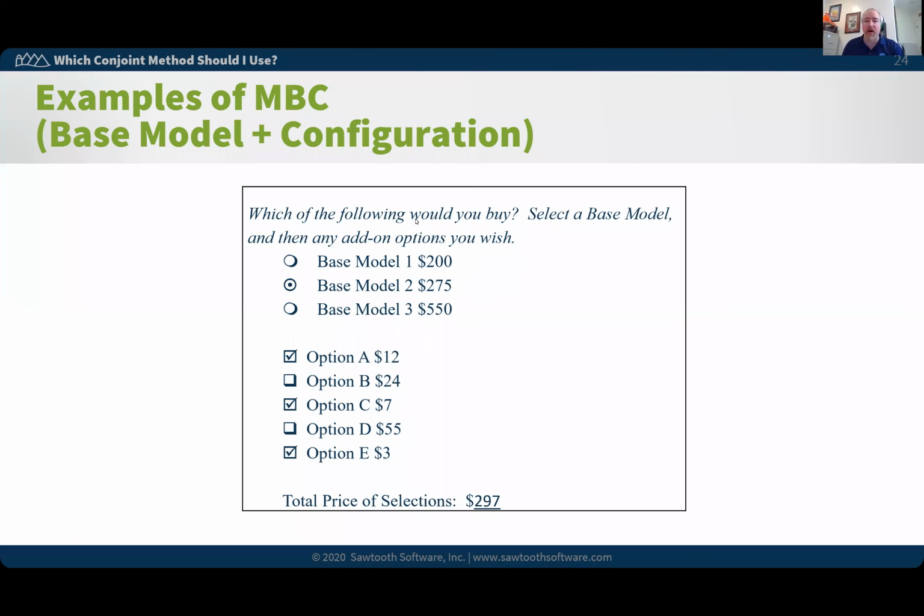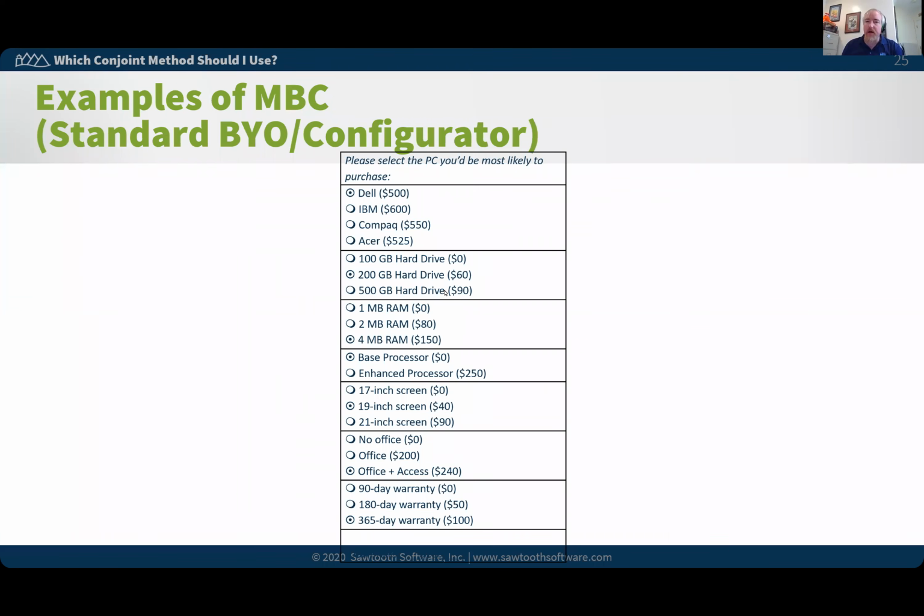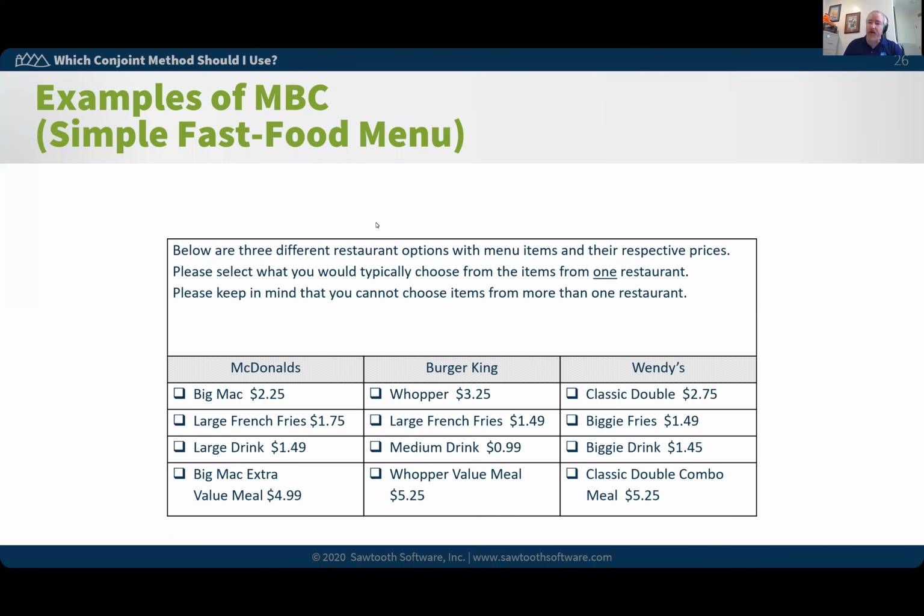Similar thing, but a little bit more complex. I might have base models up here and then they're adding options down here based on which base model. The build your own that we use in ACBC is an example of something that might be menu based, where I'm choosing the brand, the price, the hard drive size, and I can vary these prices. So I can have them go through it multiple times, but with different prices, and that might be my exercise. Also, obviously, it's useful for things like fast food restaurants where I want to see how they buy the value meals versus the individual components.